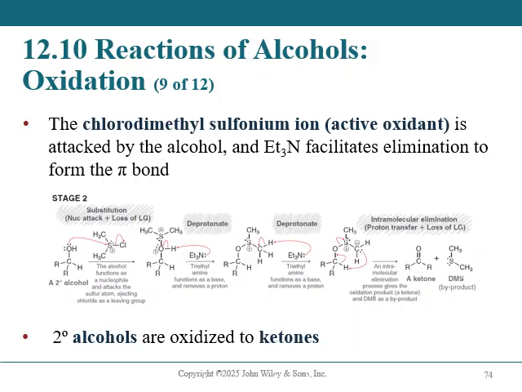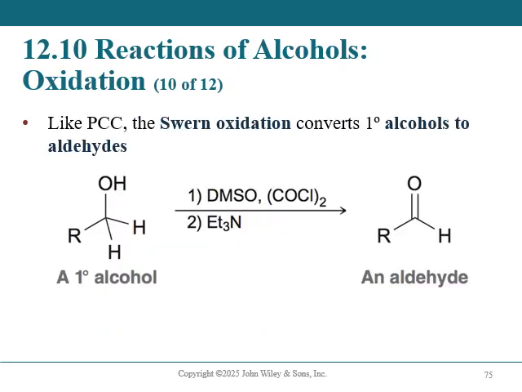Once we have that, we proceed with the oxidation. The chlorodimethylsulfonium ion is attacked by the alcohol, and triethylamine facilitates the elimination to form the pi bond, just like what we see here. Through this process, secondary alcohols are oxidized to ketones. Just like with PCC, the Swern oxidation converts primary alcohols to aldehydes, the corresponding aldehyde, whatever that is.